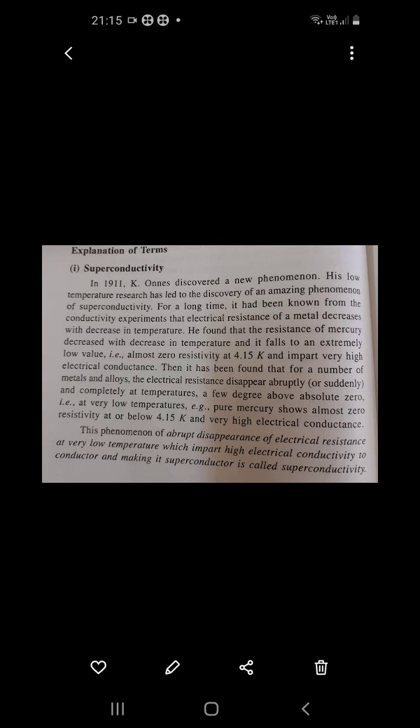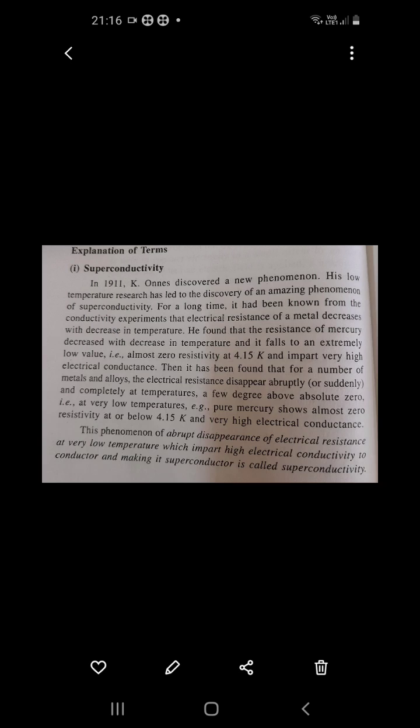So let me define what superconductivity is. According to Kelvin, low temperature research has led to the discovery of the amazing phenomenon of superconductivity. For a long time it had been known that the electrical resistance of a metal decreases with decreasing temperature. He found that the resistance of mercury decreases with decreasing temperature and falls to an extremely low value, almost zero, near 0 Kelvin. For mercury it is 4.15 Kelvin. At this temperature it has very high electrical conductance.